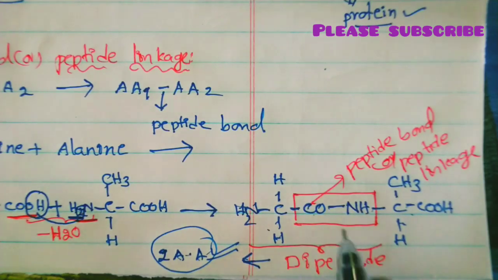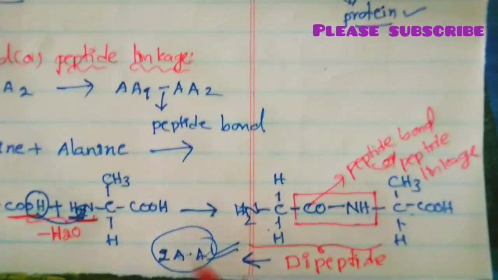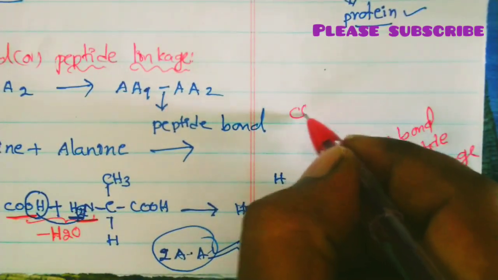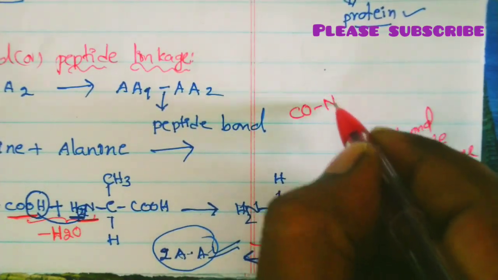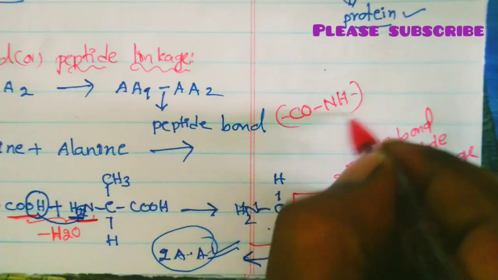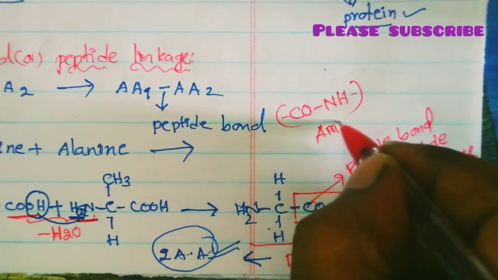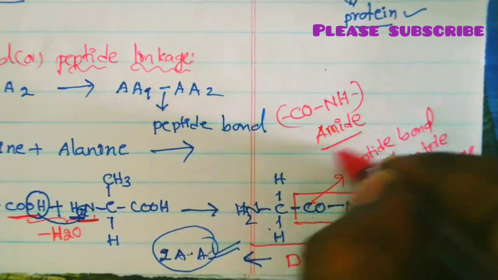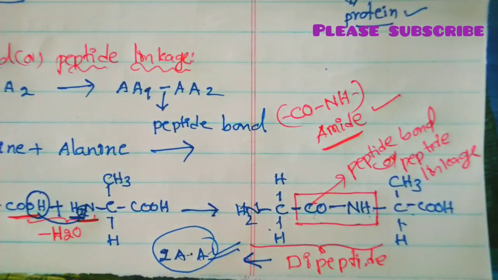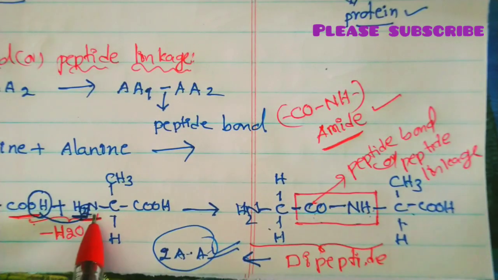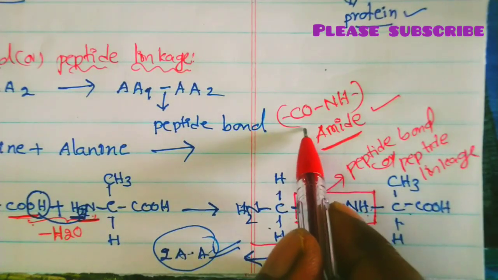Okay. Actually, what is the chemical name of this peptide bond? The CONH group is also called an amide linkage. Why is it called amide? Because it is one of the functional groups. The CONH2 group is called an amide functional group. That means when carboxylic acids react with amines, you will get an amide functional group.